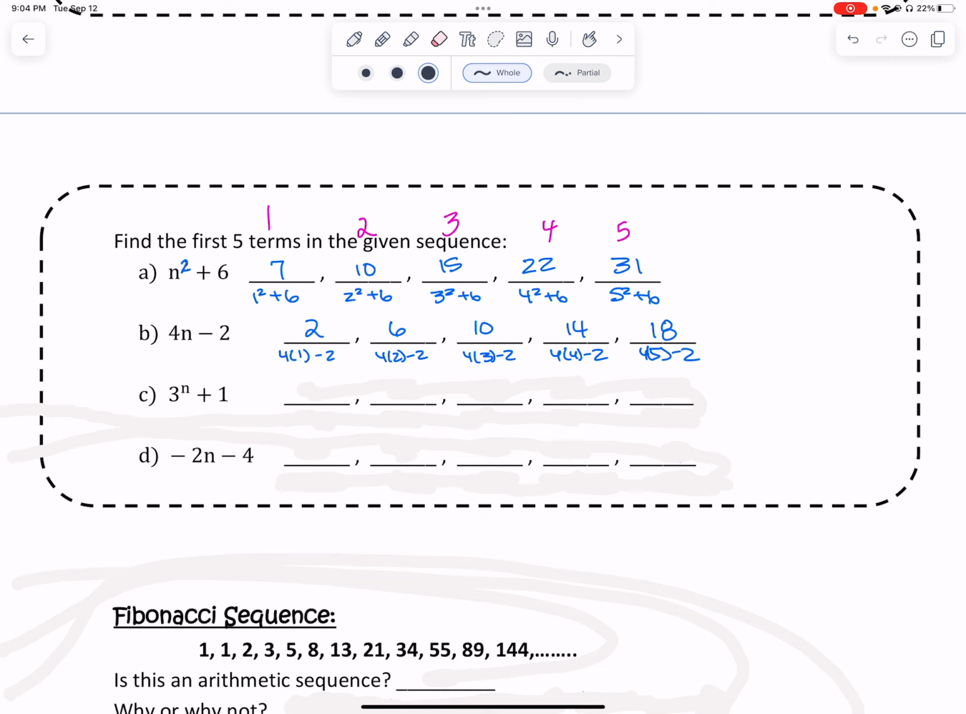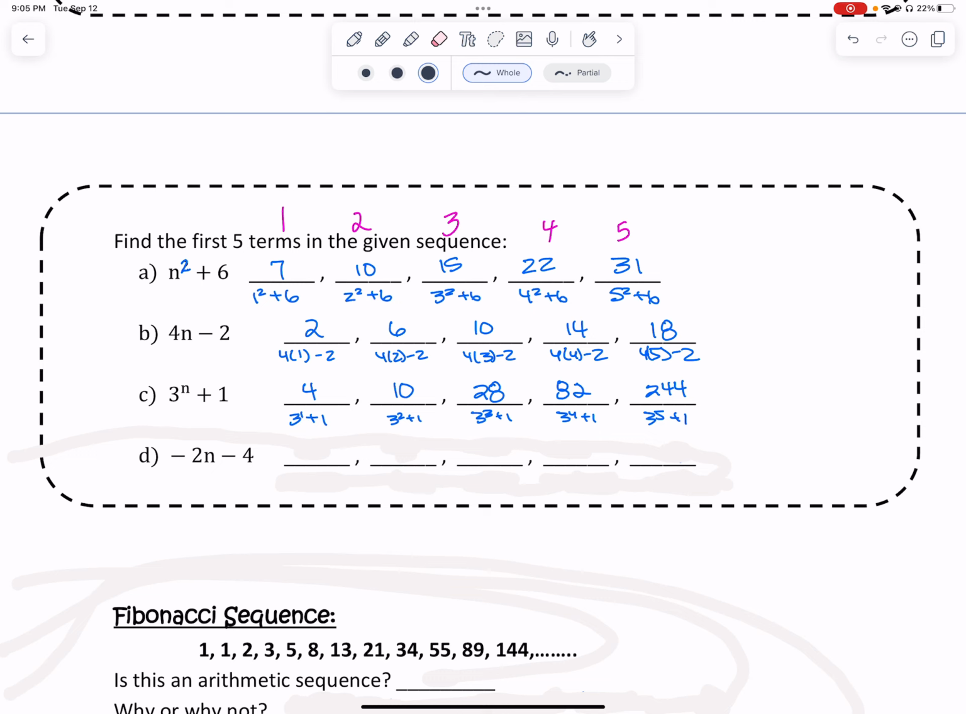All right. Do the exact same thing. Remember, that's my first term. So I'm going to take 1 and put it right here. And notice it's an exponent. So that's 3 to the first power, which is just going to be 3. And I add 1, so that's going to give me 4. And then I'm going to take 2 and put it in there. 3 squared is going to give me 9. And I add 1, so that would give me 10. And I keep going until I get all my answers.